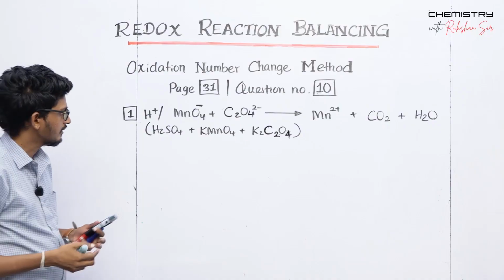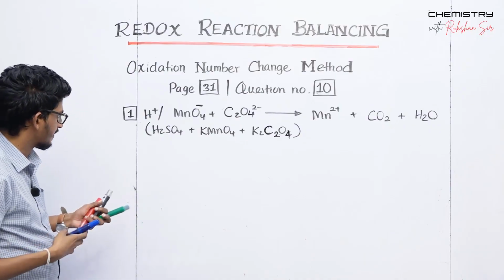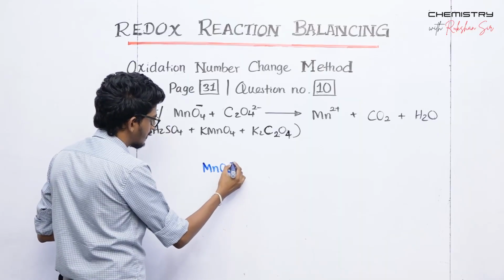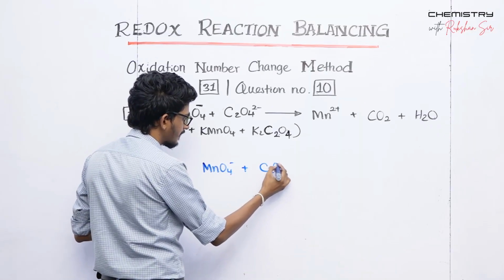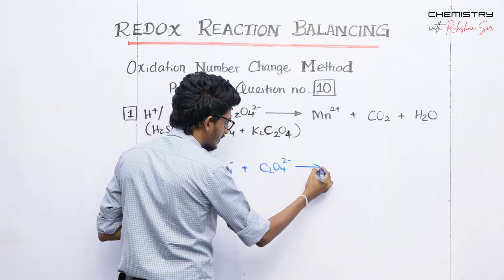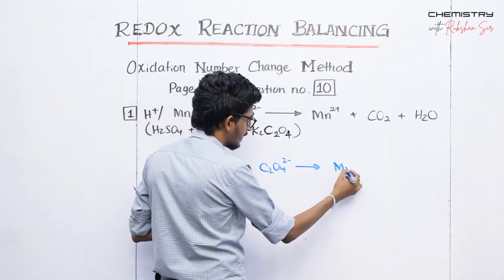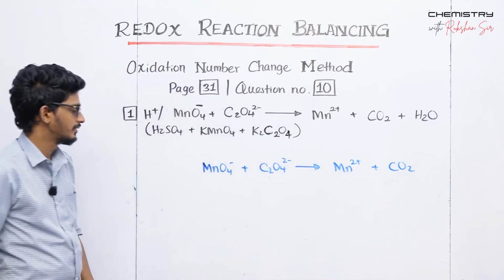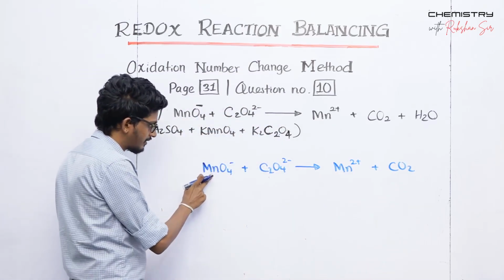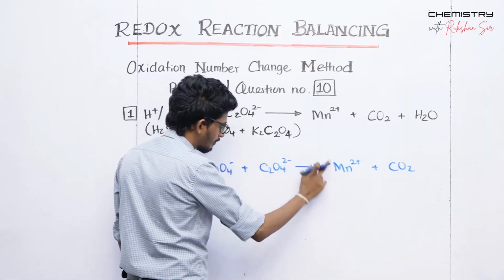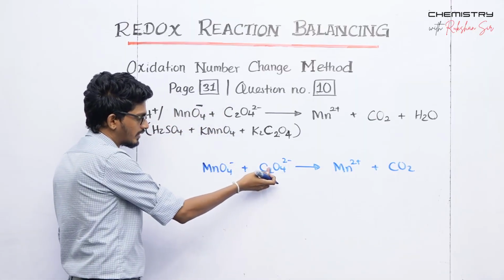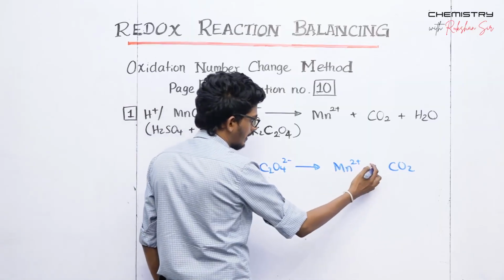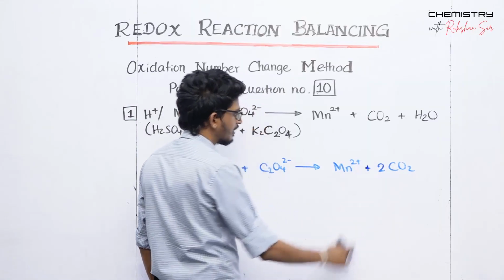So let's try to balance this. The first thing is to balance the redox atoms. Let's try to balance the redox atoms here. You have one manganese here, so that is balanced. You have two carbons here, but only one carbon there. So first of all, you need to put a 2 here, balancing the redox atoms.